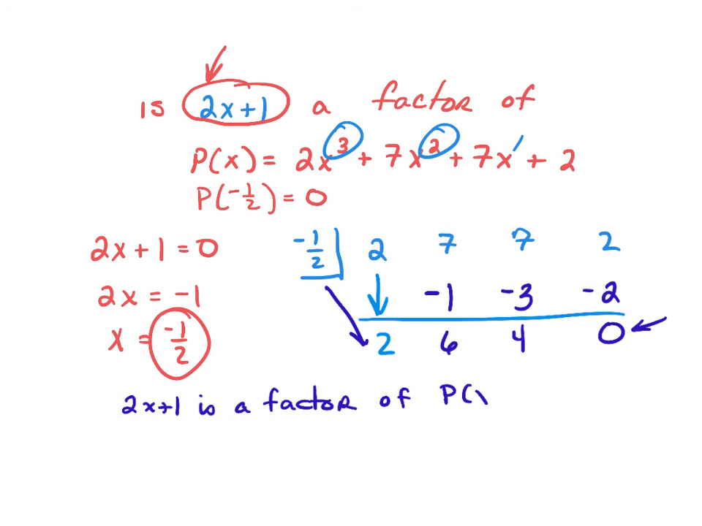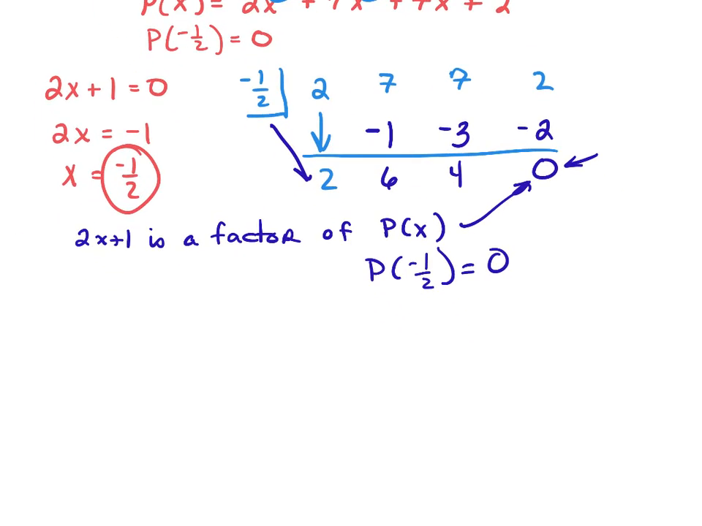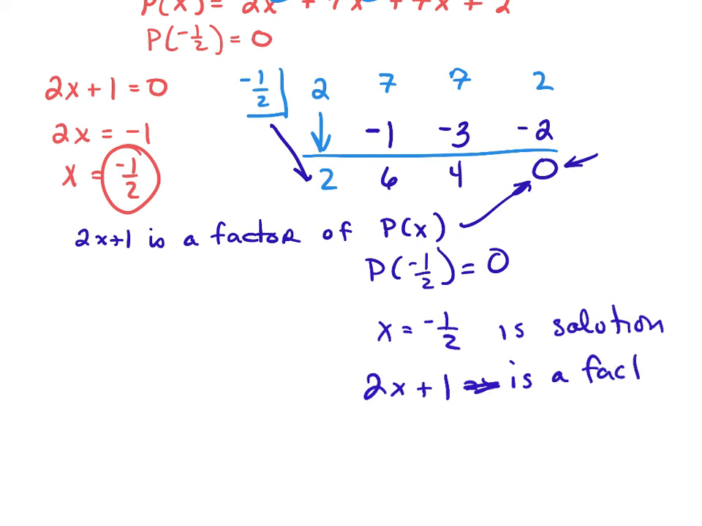Of p of x. Why? Because of this. P of negative a half equals 0. That means x equals negative a half is a solution. And that means 2x plus 1 is a factor because it gives you the solution negative a half. So we're actually finding solutions, we're finding factors all at the same time when we do this.